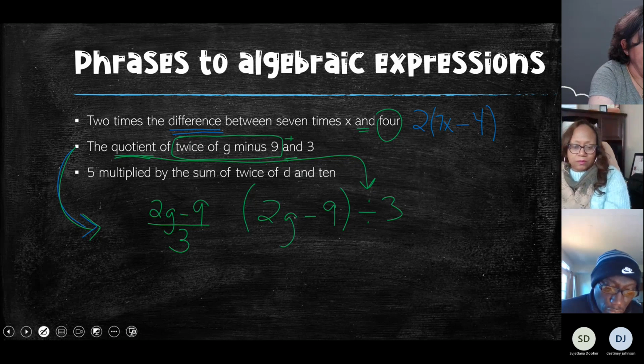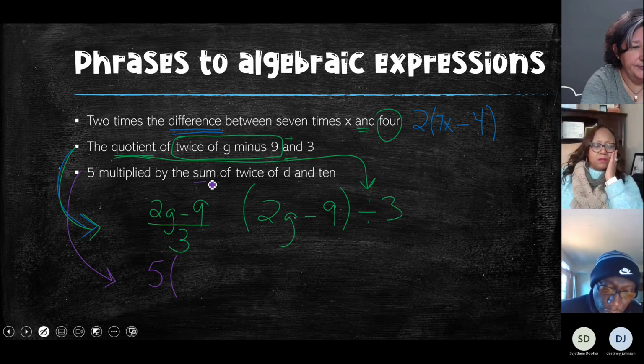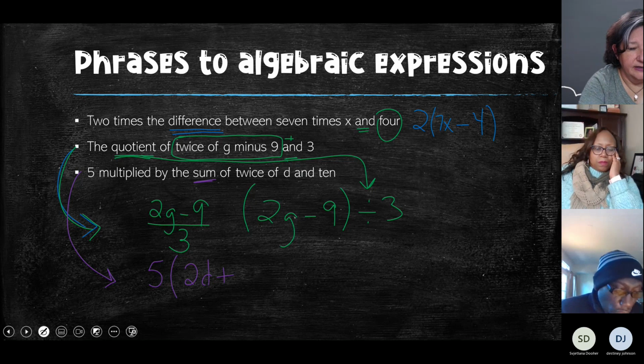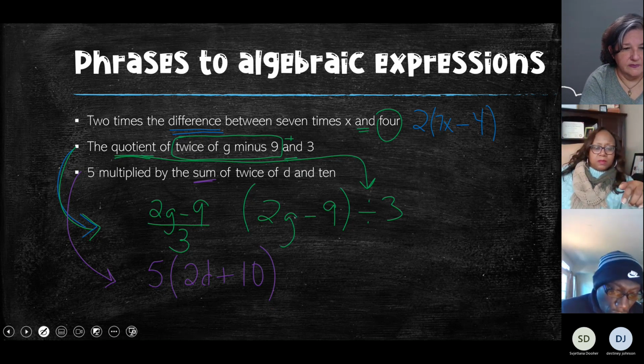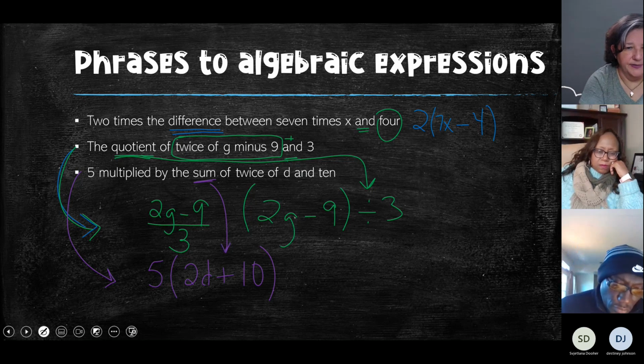So five multiplied by the sum of twice D and 10. Sum means that we're adding. We're going to add 2D and 10. So sum means addition.